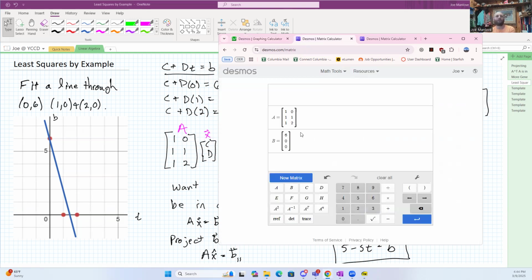Desmos calculator wise, if you want to cram this in, I put in my matrix A, I put in my matrix B. I just have to type my formula in here. So I'm just double checking my arithmetic.